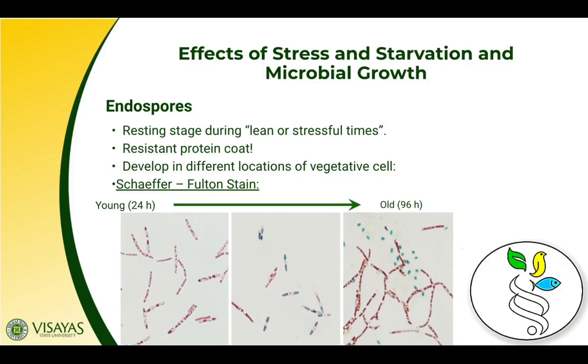So some groups of microorganisms are capable of producing what we call resting cells, what we call the endospores. Okay, so these endospores have a resistant protein coat. We already talked about this last time. The formation of endospore is called sporulation. So this is most probably a Bacillus bacteria that produces endospores.